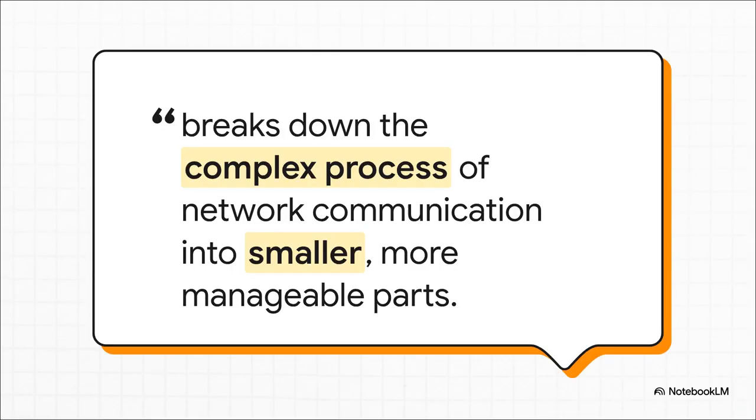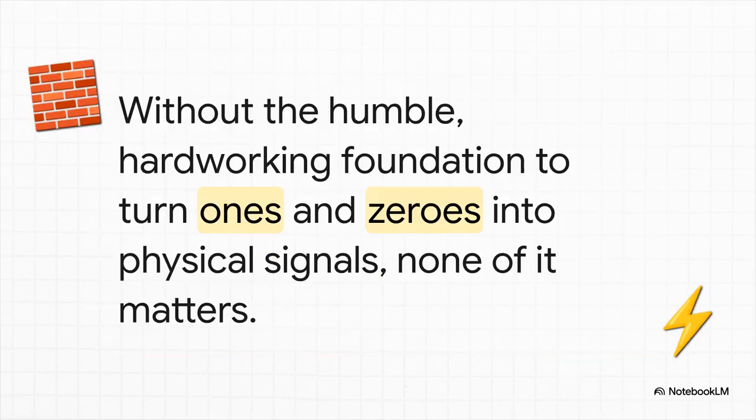So why do it this way? Why all these layers? It's because, as the saying goes, this structure breaks down the complex process of network communication into smaller, more manageable parts. It's a brilliant design. It means a company in California can totally perfect a Layer 3 routing chip, while a company in Korea builds a fantastic Layer 1 fiber optic cable, and they can both be confident that their parts will work together perfectly. But let's not lose sight of the main takeaway here.